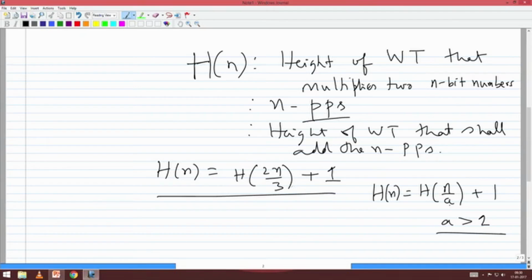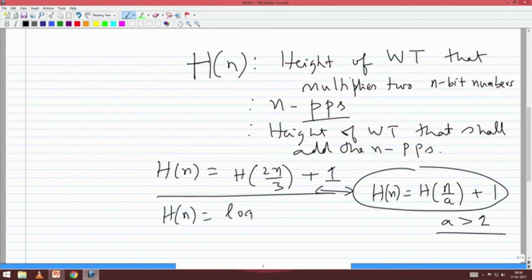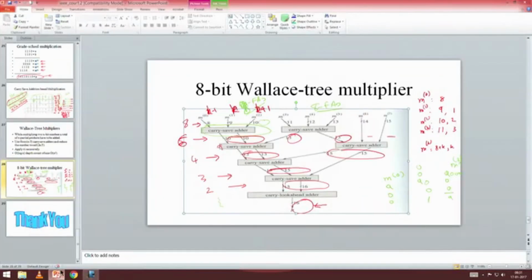Now when I substitute a is equal to 3 by 2, both these equations are the same. So what is the answer for this? H of n is log n to the base 3 by 2 plus 1, which is again order log n, logarithmic in n. Okay. Now one minute, I will come to your question very shortly.